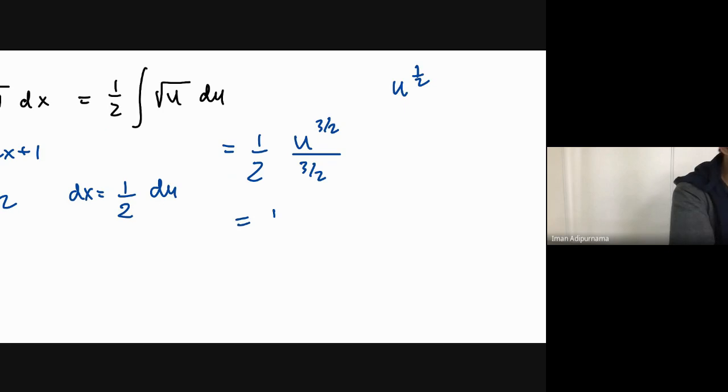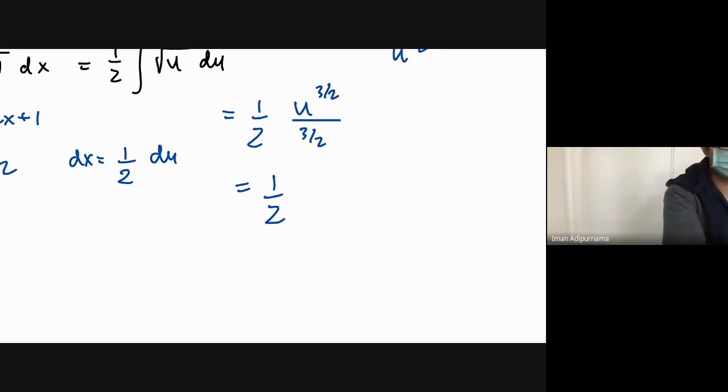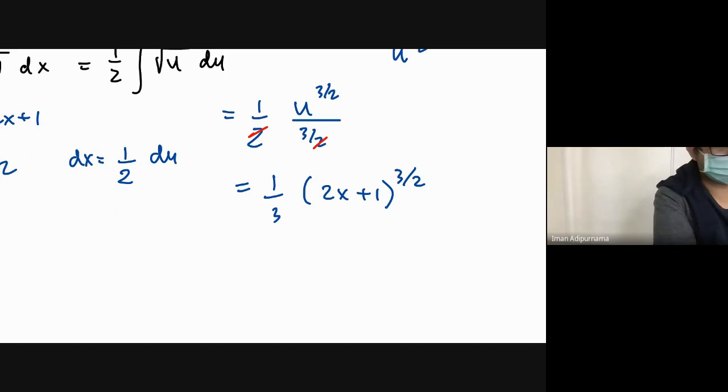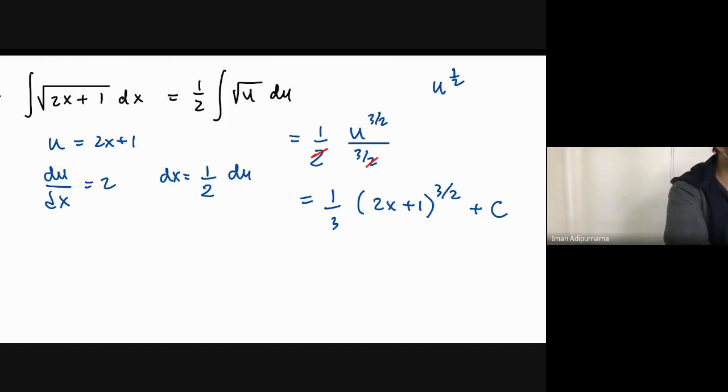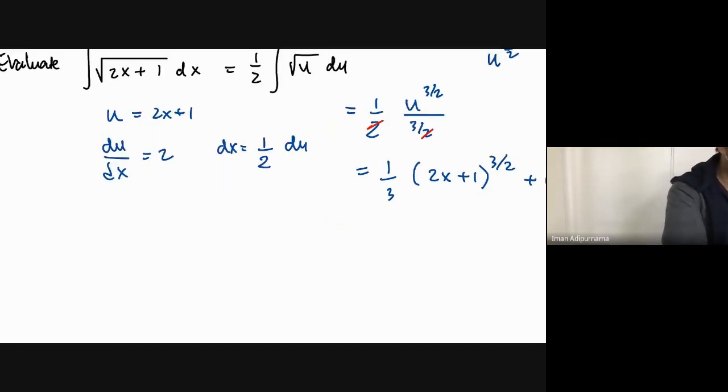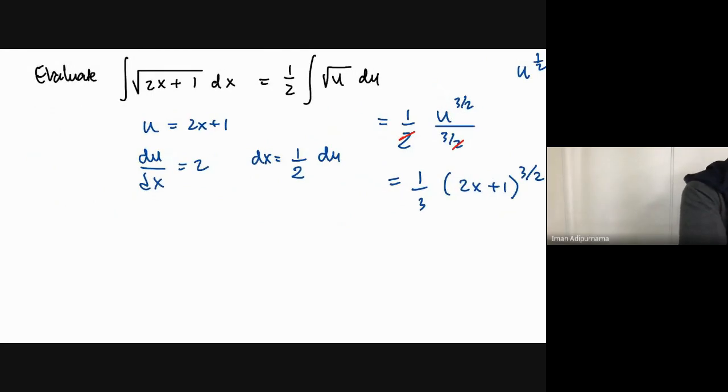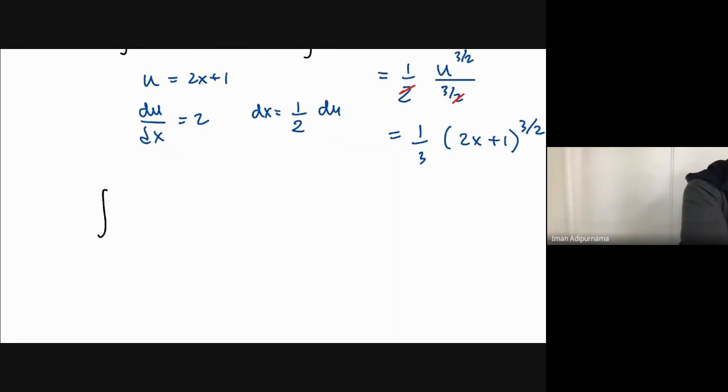Let me write this in terms of x. This will result in 2x plus 1, and this will be 1 over 3 because we cancel this 2, to the power of 3 over 2, plus c. And that's probably your answer. But let me write the question one more time.